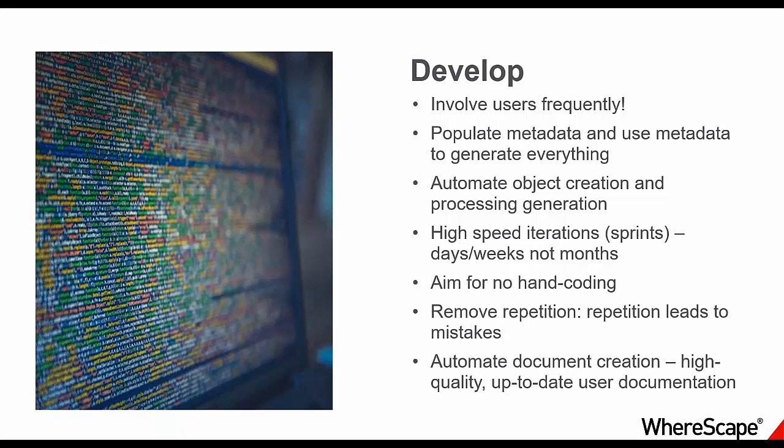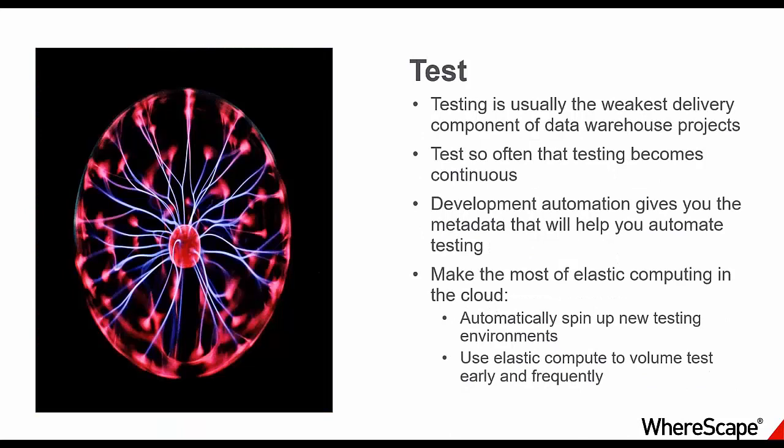Okay, let's talk about testing. So what does automated testing look like in the data warehouse, and how do we make use of that in the cloud? So, traditionally in a data warehouse process, the testing is the weakest part of the process. It's usually done ad hoc.